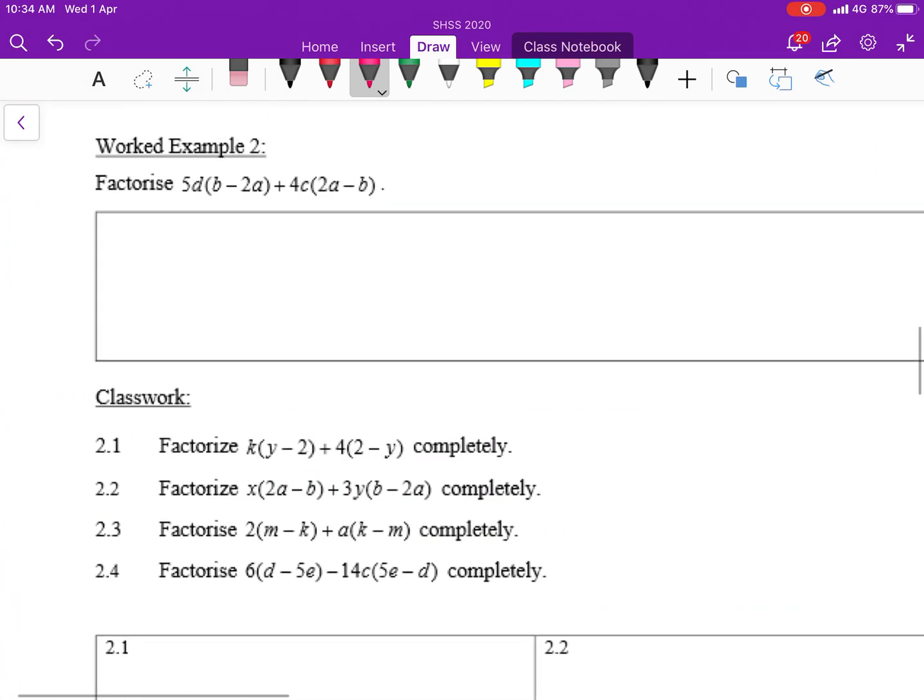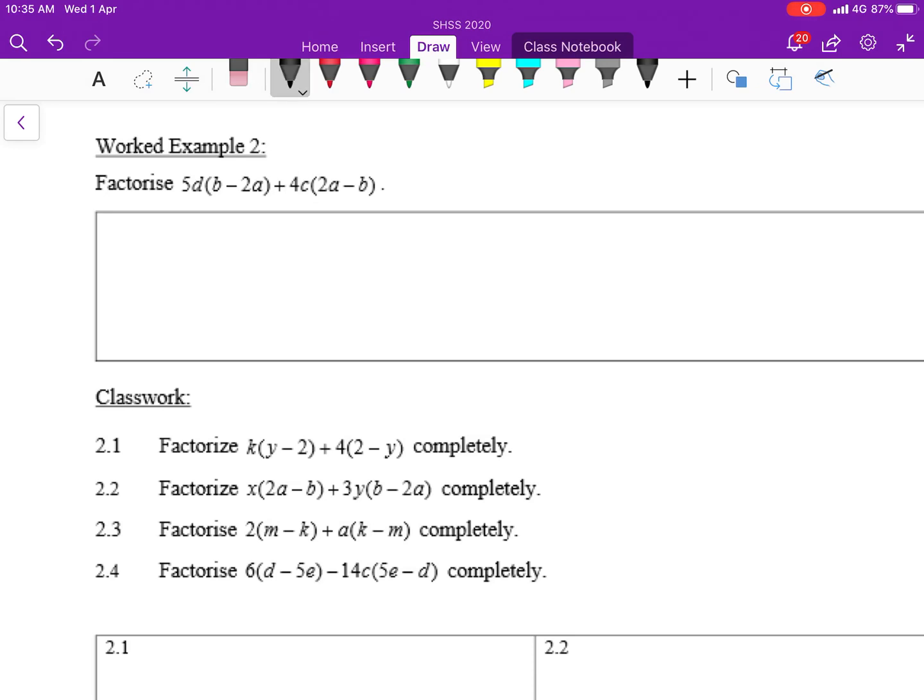Now, if you take a look at work example 2, you will realize that, hey, b minus 2a looks similar to 2a minus b, but they are actually different. I want you to notice 2a. 2a is negative over here, and on the right side, 2a is positive. Okay, if you look here, b is positive here, and b is negative over at this side. Now, in order to factorize, they both must be the same. So how do I make them the same?